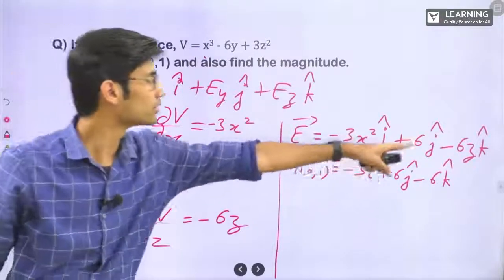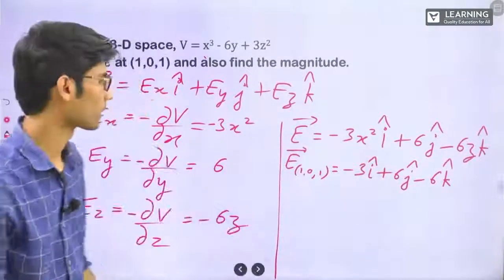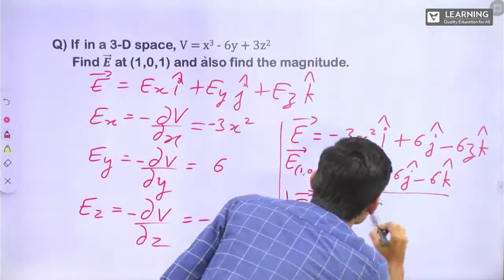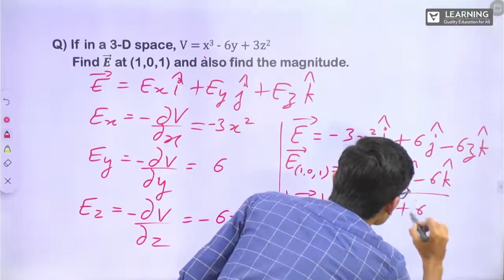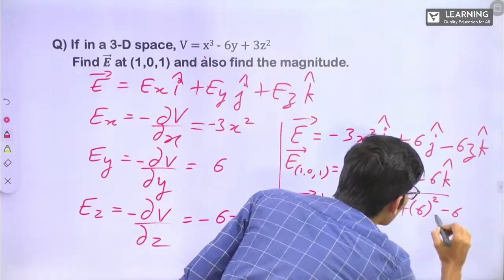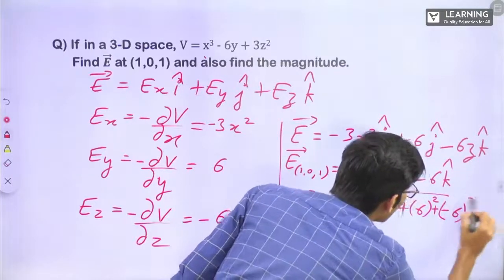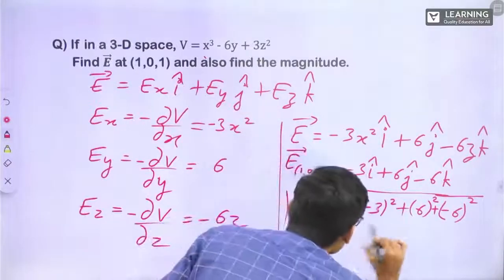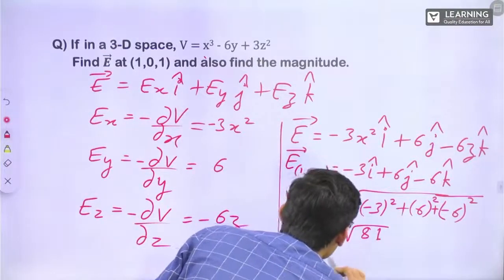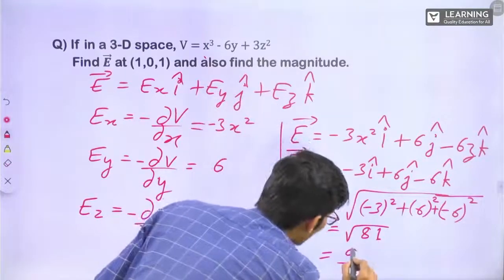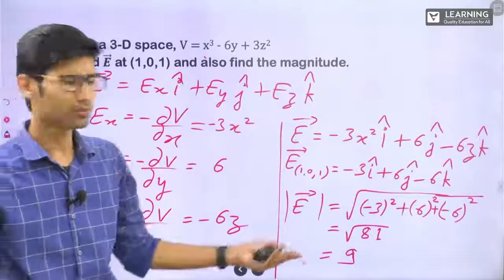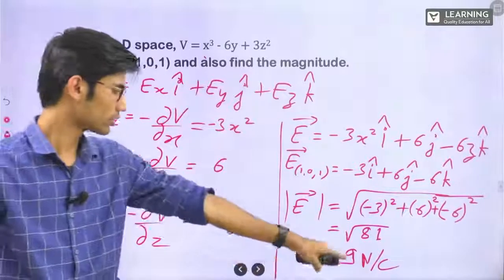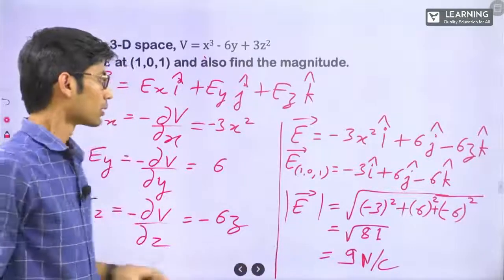X I have kept as 1, z I have kept as 1, y is not there only. So now E vector mod will be under root of minus 3 whole square plus 6 whole square plus minus 6 whole square, correct? 9, 36, 36, 72, 9, 81, under root of 81, that is equal to 9. That is equal to 9 Newton per coulomb. Fine. Depends on what unit we have used. Newton per coulomb. Got it?